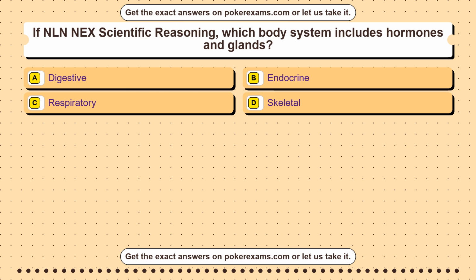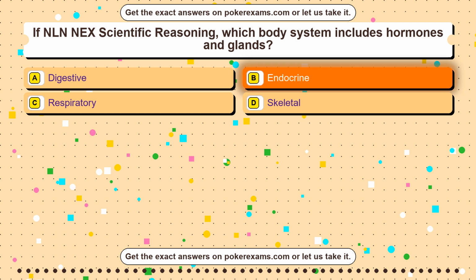Question 20. If GED science practice test, which process do plants use to make glucose? Option A condensation. Option B photosynthesis. Option C respiration only. Option D erosion. The correct answer is option B.